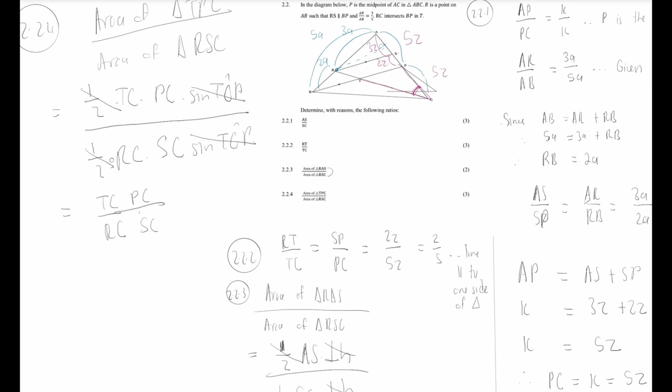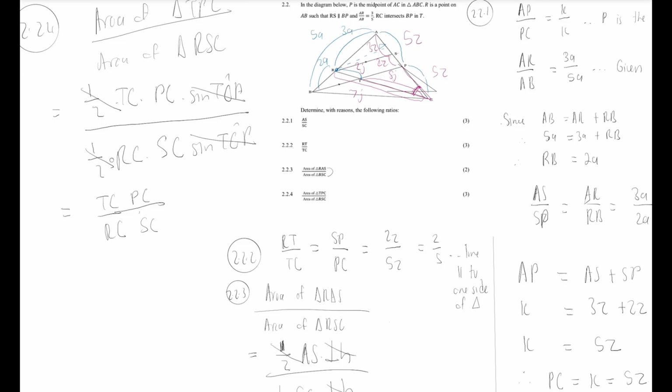So now, what we have found in the past was that our RT over TC is 2 over 5, right? So let me label it like this. Let me use another letter now. Let's just say RT is 2J, then TC is 5J. Therefore, RC is going to be 7J, right?